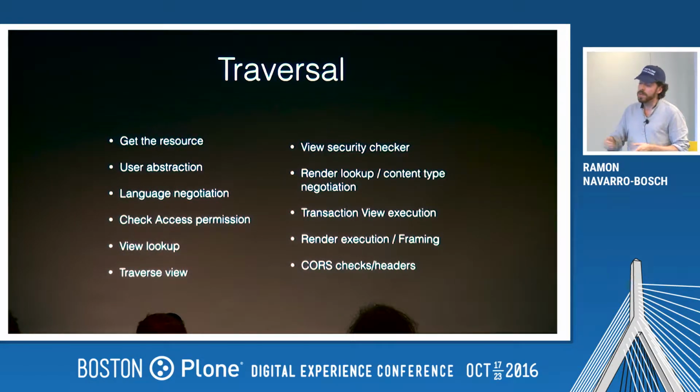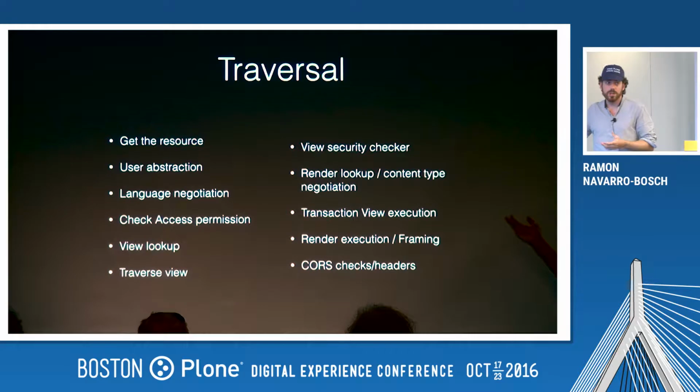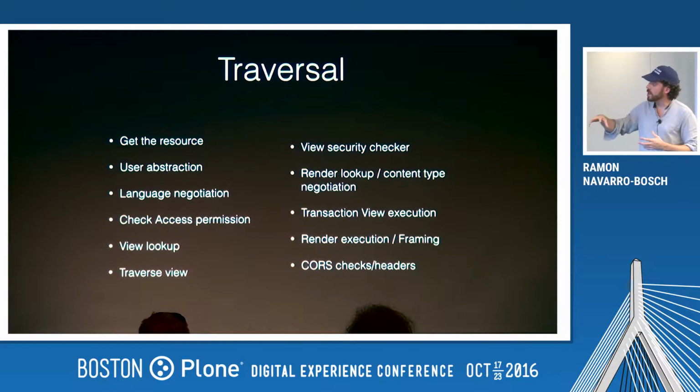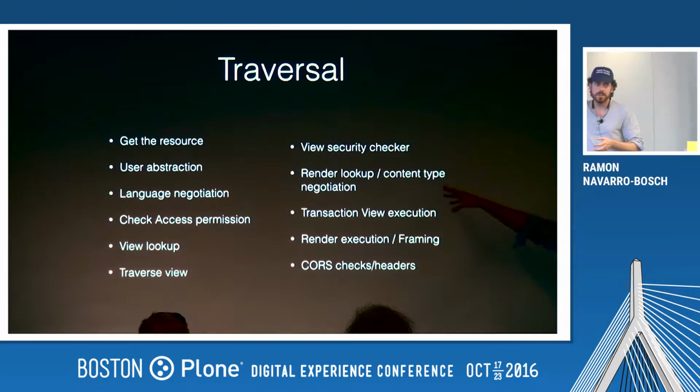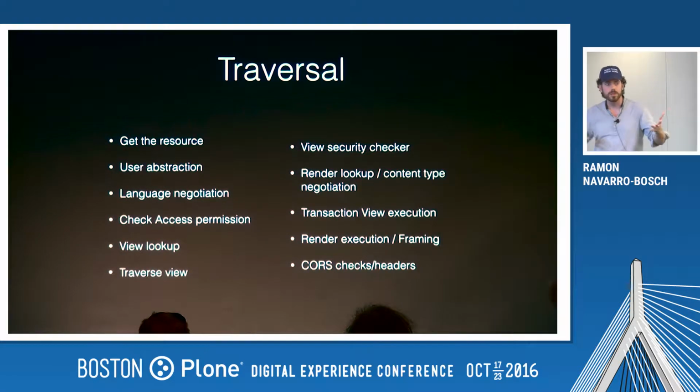Then it looks up the view that is going to render what the user is asking for, traverses to the view, does the security checks of the view, and looks at which renderer is going to be used to render that view execution. We implemented content type negotiation. So if you want, you can create your API definition that renders HTML, JSON, or XML. You get the content, and you can define different renderers based on the content type that you are willing to render.